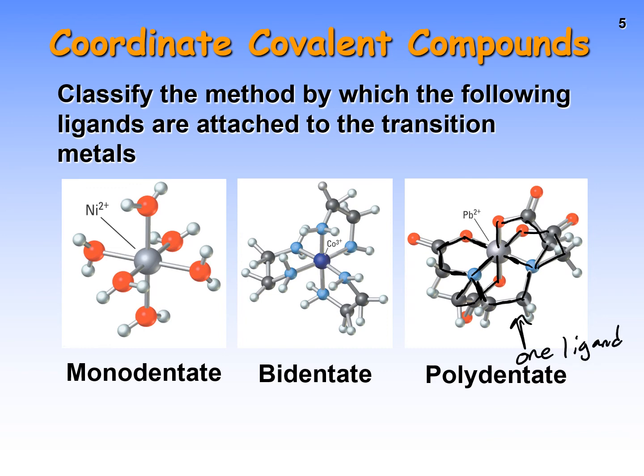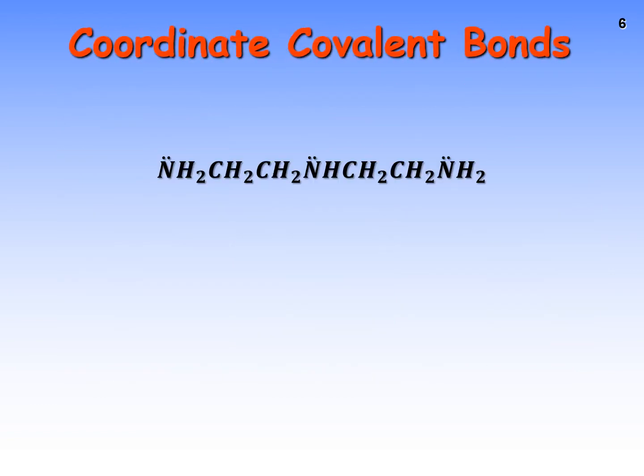And it's attaching in 6 different places around this lead center. It's kind of neat. It's called a polydentate ligand, and they are extremely useful in isolating metals and other applications too, and we'll talk about that. So let's look at this guy.